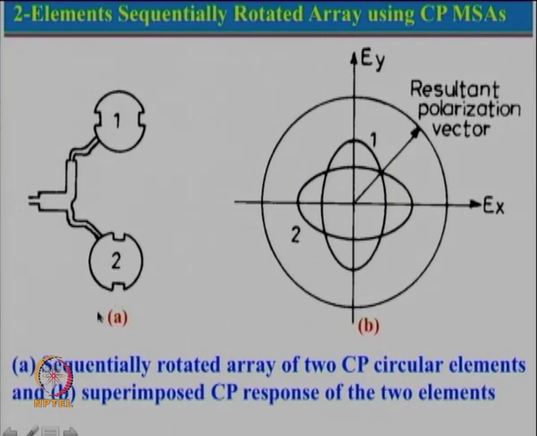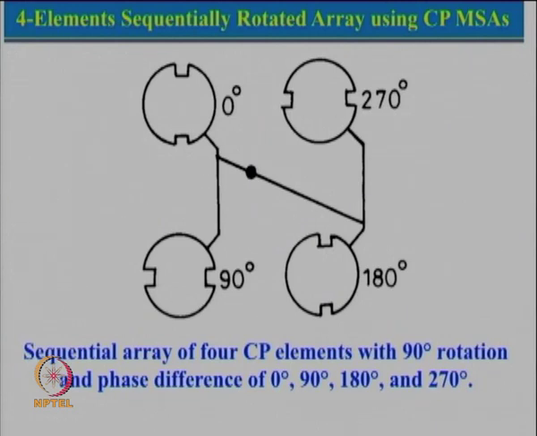Now, instead of 2 elements, what if we want to use 4 elements? If we want to use 4 elements, let us see what happens. So, here we have one patch. Let us start with here, because that is a reference here, which is 0 degree. So, this is again similar to the previous case, where it is a circular patch with the notch here.